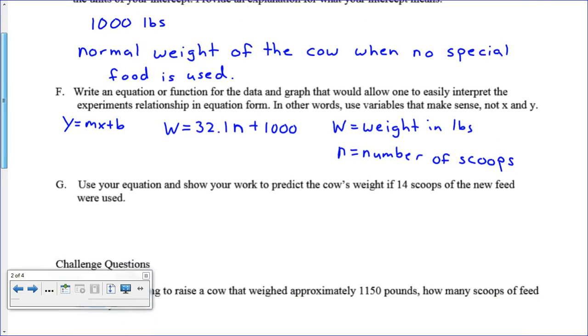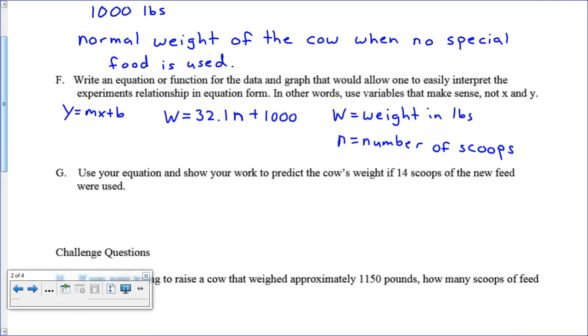Alrighty, going on to G, it says, use your equation and show your work to predict the cow's weight if 14 scoops of the new feed were used. So we'll just plug in 14 for the number of scoops. So we've got W equals 32.1 times 14 plus 1,000. Totally messed that up. Plus 1,000. Alrighty, so go ahead and calculate that here really quick.